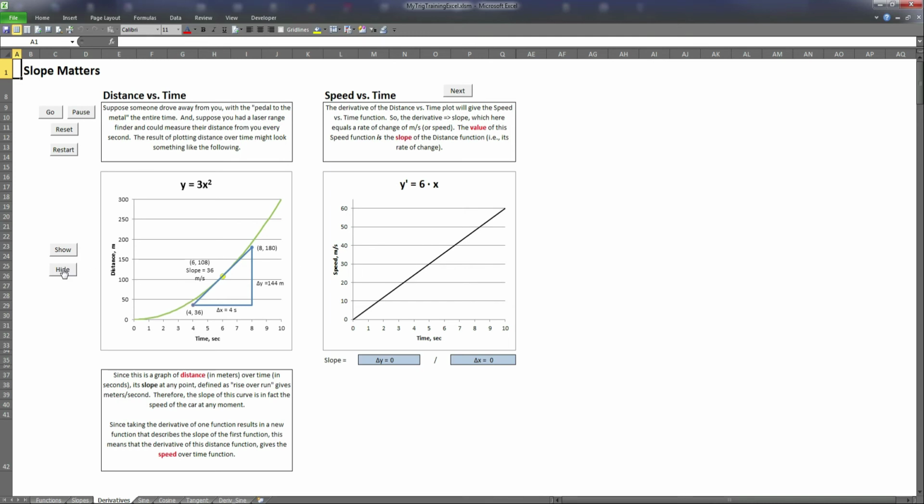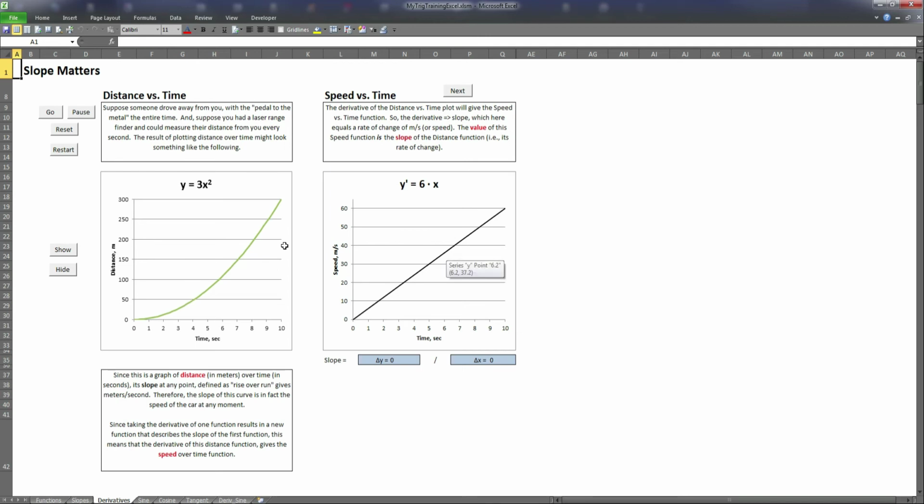So that's very powerful now because you only measured distance. That's the only information you wrote down. But with math, you can tell somebody that at 7 seconds they were going a certain speed.